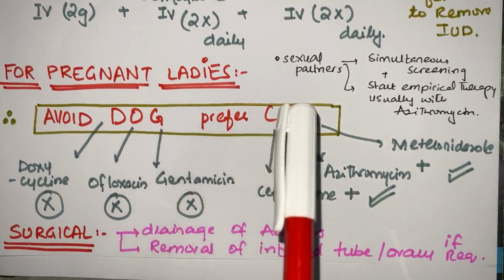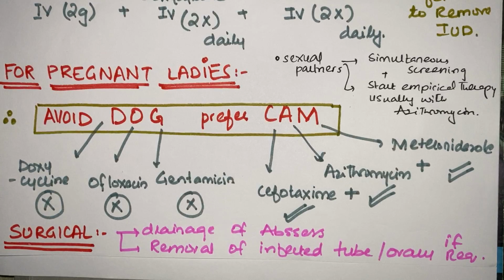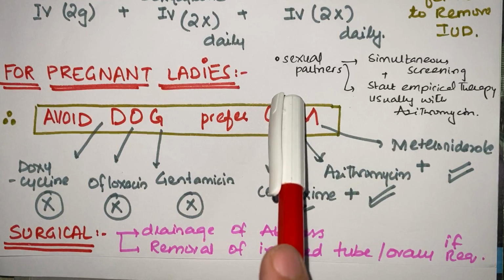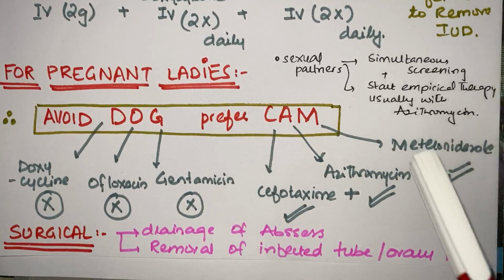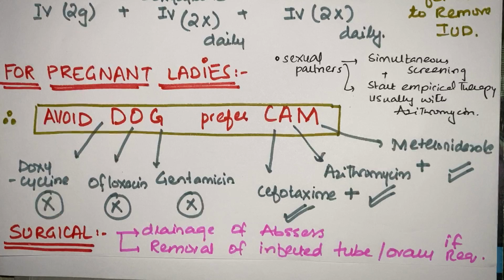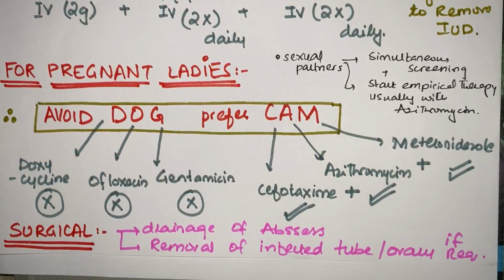Plus, since it is a sexually transmitted disease, if we're treating the female, we will also treat her sexual partner. We will simultaneously screen him and start empirical therapy, preferably with azithromycin, if he is found positive for PID. Moving on to the last therapy, that is the surgical option. If the abscess is bigger in size, we will drain the abscess, or if the infection has caused a lot of damage to the tube and the ovary, we go for resection or removal of the infected tube and ovary. That is also a surgical option.